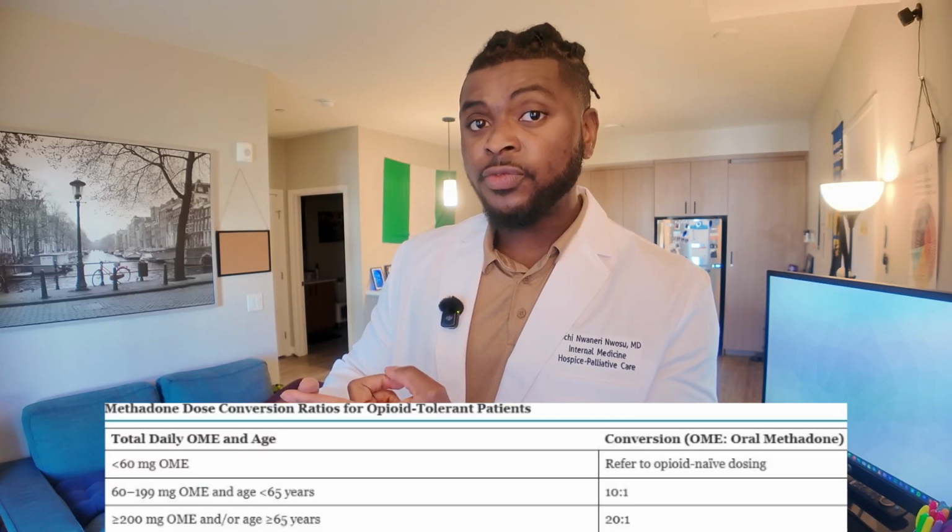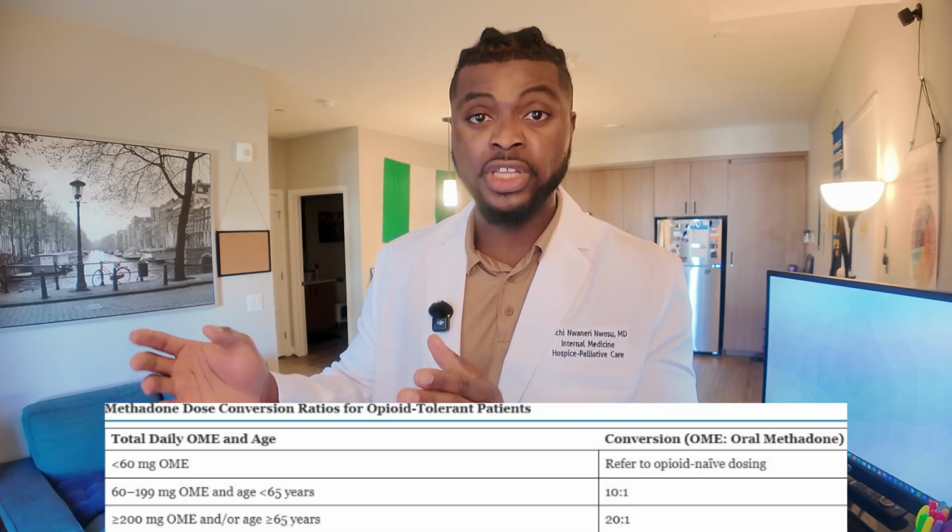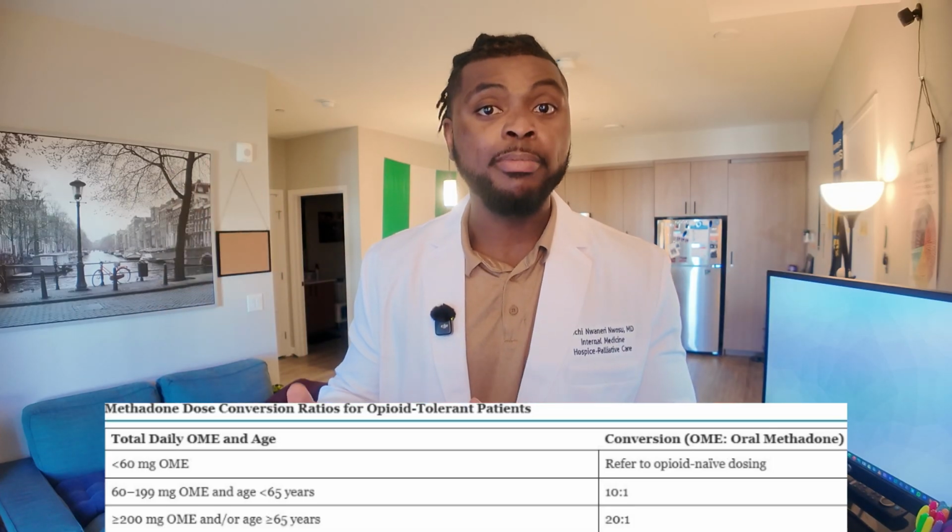If you are younger than 65 and you're requiring 60 to 199 oral morphine equivalents, you convert all of that and divide it by a factor of 10. For example, if your oral morphine equivalent is 150 for a full day's period and you're less than 65, then you divide that by 10, meaning that you have 15 milligrams of methadone that you can use in that full day's period. And like I said before, you can be dosed either twice a day or 3 times a day. So you can do either 7.5 milligrams twice a day of methadone or 5 milligrams 3 times a day, adding up to that full 15 milligram dose for methadone.